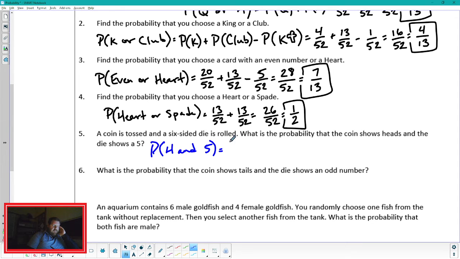Yeah, we have probability of heads is 1/2. And when we see "or" we think addition, when we see "and" we want to think about multiplication. So, and rolling a 5 on the die would be a 1 out of 6 probability. So this turns into 1/12 as an answer.